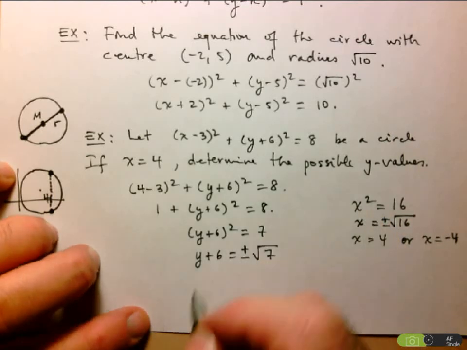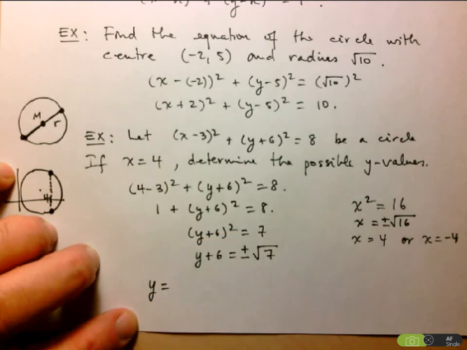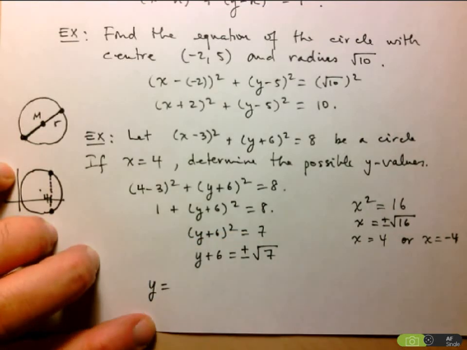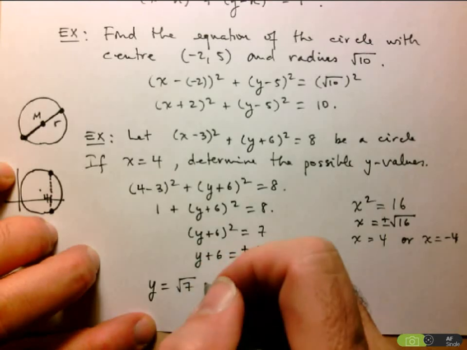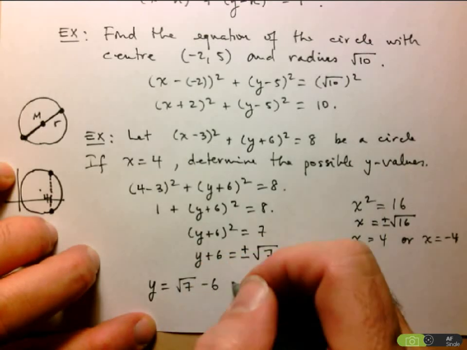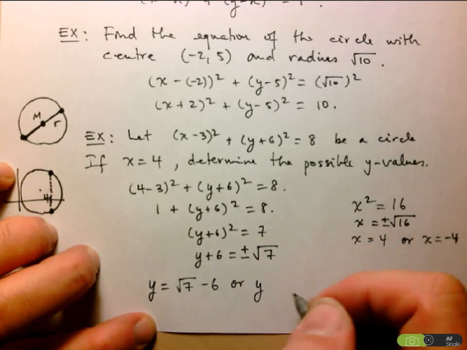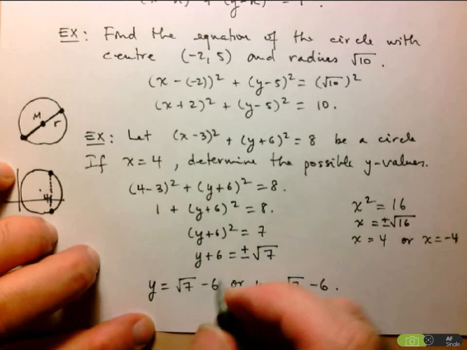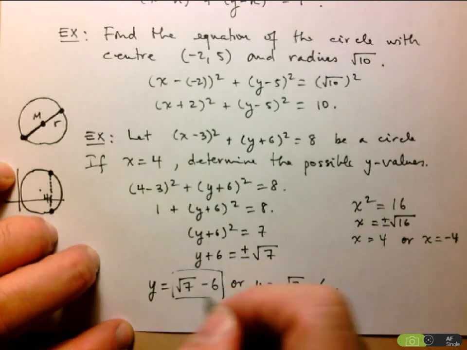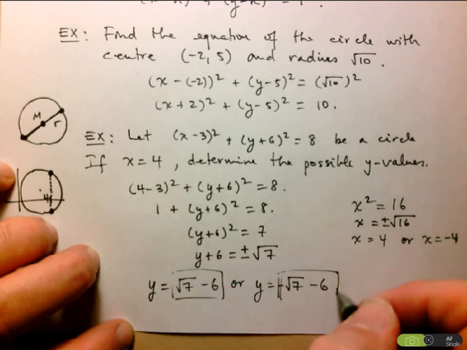So now when I solve for y, I've got two possible solutions. I can have this positive square root of 7 and then subtract 6, or I could be working with the negative square root of 7 and subtracting 6. And so these are my two possible values for y.